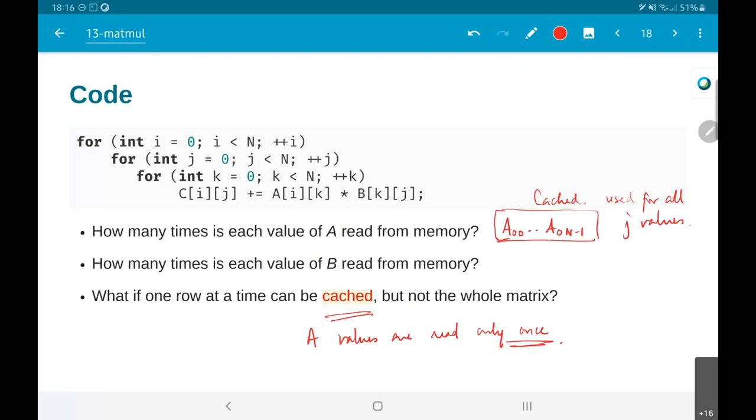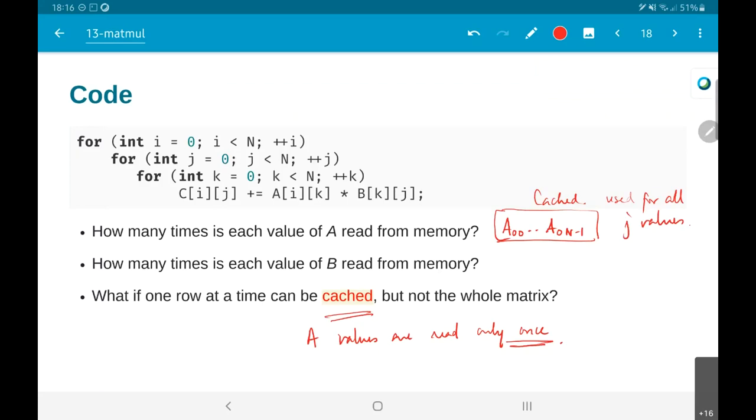Okay, and then I actually never need to get A00 again. Once I go to i equal to 1, I will never again have to read A00. I will only read A10 from that point onwards. So in other words, from main memory, I have pulled in A00 up to A0,n-1 just once, put them in the cache because the cache was large enough to fit one row of the matrix. But I'm also assuming that the cache is not large enough to accommodate the full matrix, n cross n, right?